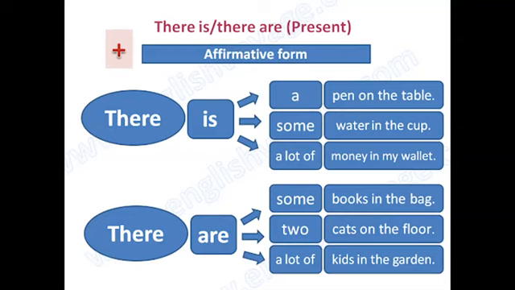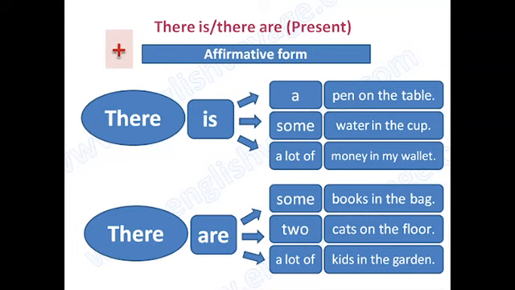Let's see more examples. There is and there are in the affirmative. There is some water in the cup. There is a lot of money in my wallet. There are 2 cats on the floor. There are a lot of keys in the garden.